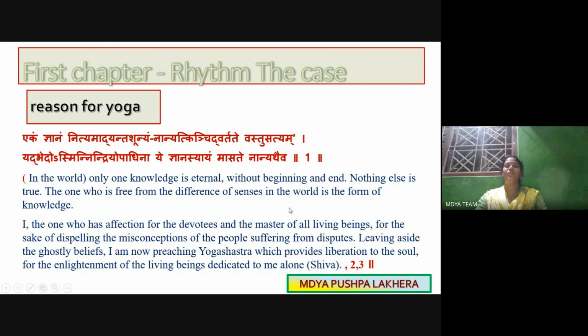What I am telling, that Yoga Shastra is the only method, the only way which will give the jiva liberation. One soul, the atma, gets liberated only through the method which is the easiest one, that is the Yoga Shastra method. So what Yoga Shastra is telling, now for the enlightenment of the living beings dedicated to me alone, meaning those who want liberation and enlightenment, they should know the Yoga Shastra that I am describing here.